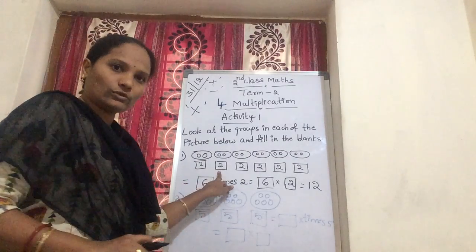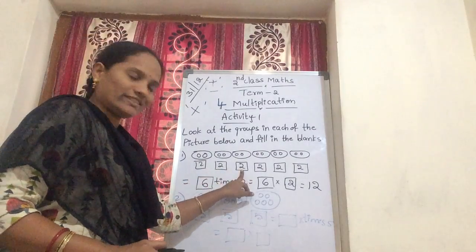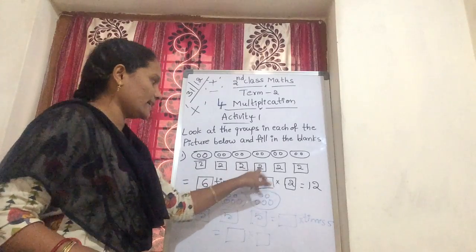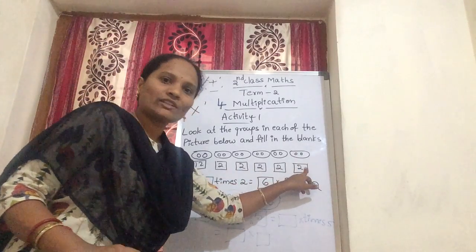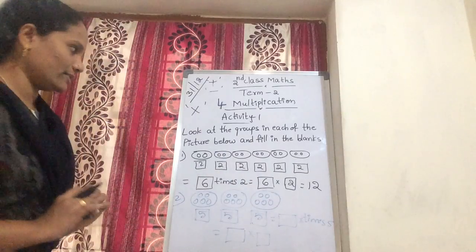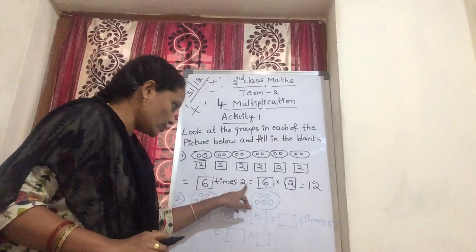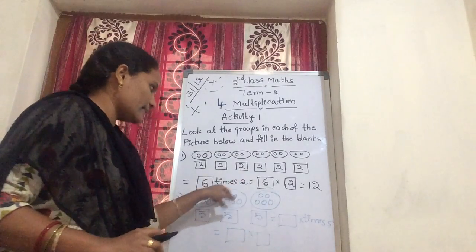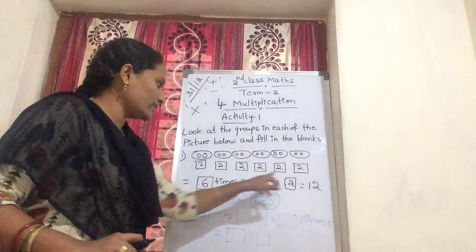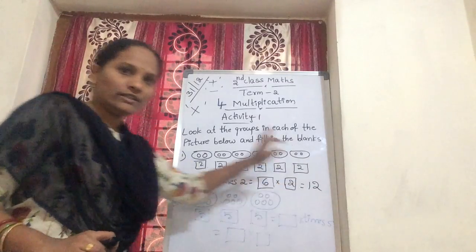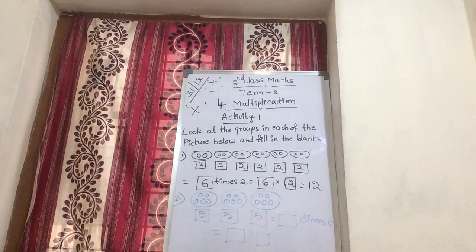Now like this. 2 plus 2, 4. 4 plus 2, 6. 6 plus 2, 8. 8 plus 2, 10. 10 plus 2, 12. You get it like that also. It's a repeated addition. So 6 times 2. This 6 goes in this box. Times means into. 2 goes in this box. 6 2s are 12.